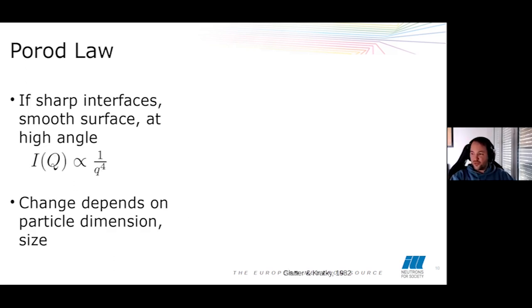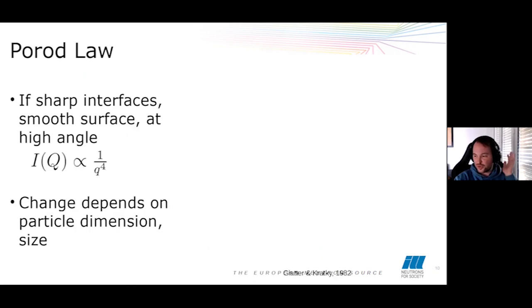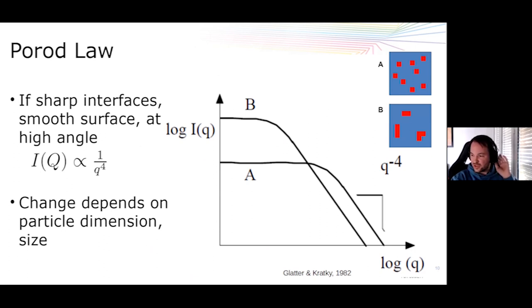Porod's law says that for sharp interfaces, smooth surfaces, and at high angle, the intensity is proportional to 1 over q to the power 4. This can change a bit depending on the particle dimension and size. If we consider simple 3D particles without much shape, the signal has a shoulder. The bigger particle will have its kink at lower q since we're in reciprocal space. Then q to the minus 4 is for a sharp, smooth interface of 3D objects.